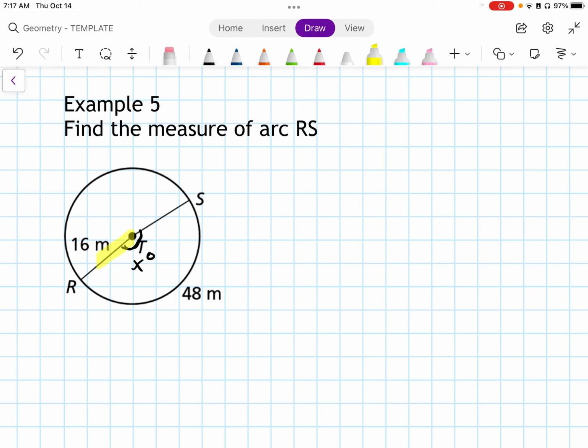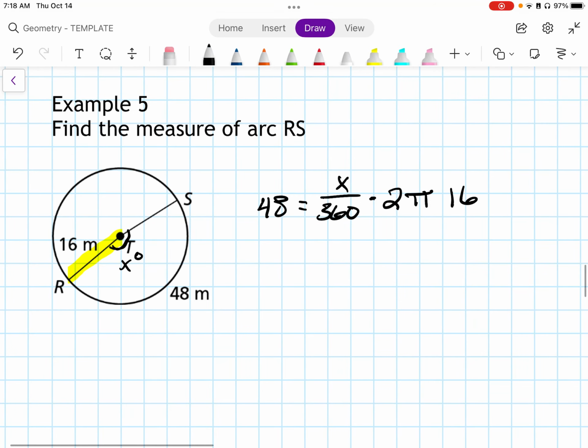Well, we have the radius here, so we could plug into the arc length formula. My arc length is 48. My angle is unknown, x, over 360, times 2 pi radius, which is 16. Now I'm going to start off by combining the 2, the 16, and the 360. So 2 times 16 is 32, and if I write a fraction with 32 over 360, that would reduce to 4 over 45. So 48 equals 4 pi over 45 x.